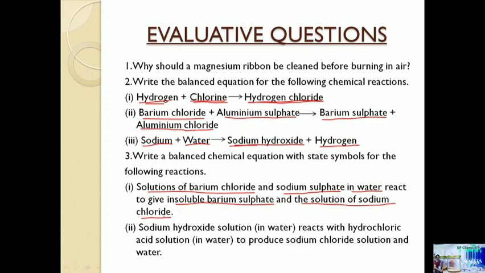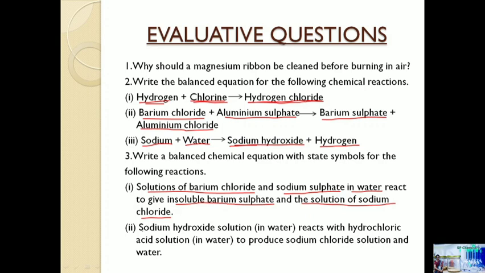react to give insoluble barium sulfate. This is a precipitate. BaSO4 state is solid, and the solution of sodium chloride, NaCl, since associated with water, we have to write (aq) within brackets, and to balance we just need to multiply by 2 in sodium chloride. Then the equation will be balanced.